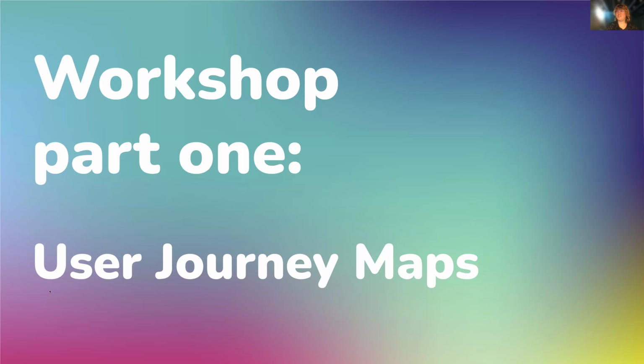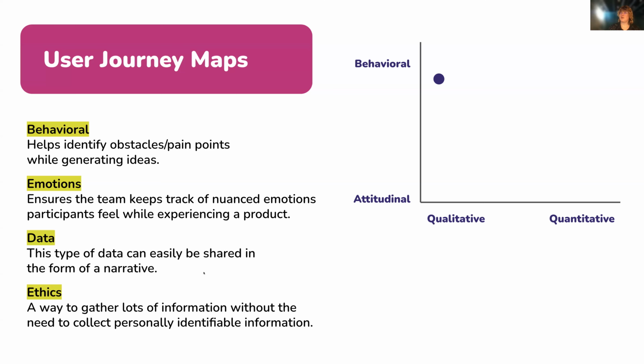That brings us to workshop part 1. We are going to do user journey maps. A little bit about user journey maps: these are definitely very qualitative and show a lot of behavioral elements. They identify obstacles and pain points while generating ideas about your interface or your design. They ensure that the team can keep track of nuanced emotions that participants feel while experiencing a product.